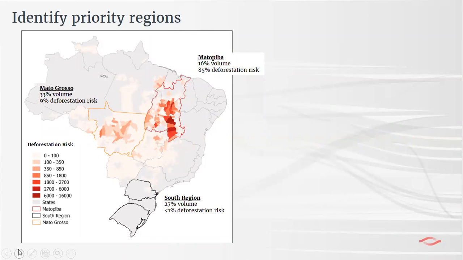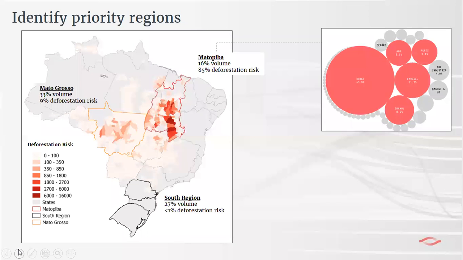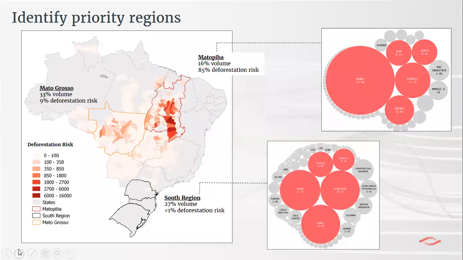As a quick example to show the power of Trase to identify priority regions, what you see here are sourcing regions for soy imports to the EU from 2013 to 2017. And what you can see is that although the Matopiba region, which is highlighted in red, only provides 16% of the volume of soy imports to the EU, it represents 85% of the deforestation risk for EU imports. So immediately you can see an area where the EU can prioritise to reduce its risk exposure.